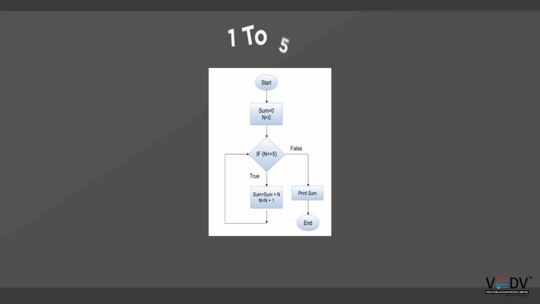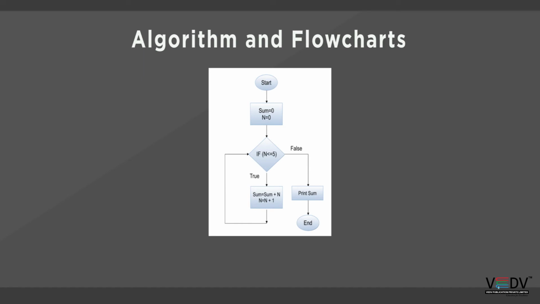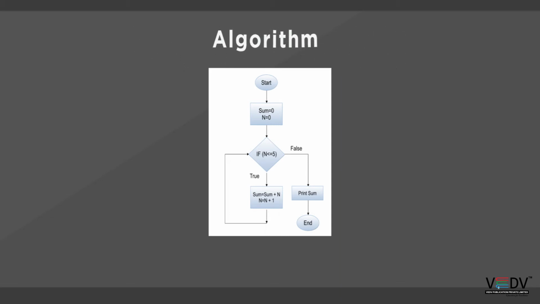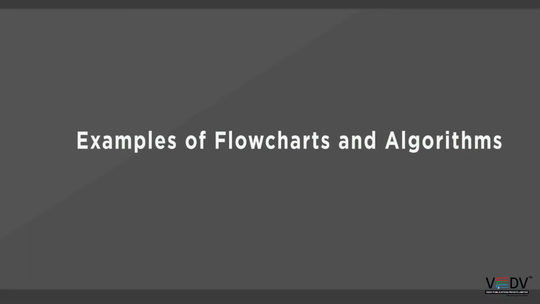Let us understand this with the help of algorithm and flowchart. Print the sum of series from 1 to 5 numbers. Algorithm. Step 1. Assign sum is equal to 0, n is equal to 0. Step 2. If n is less than or equal to 5, then n is equal to n plus 1, sum is equal to sum plus n. Else, print sum. Flowchart.